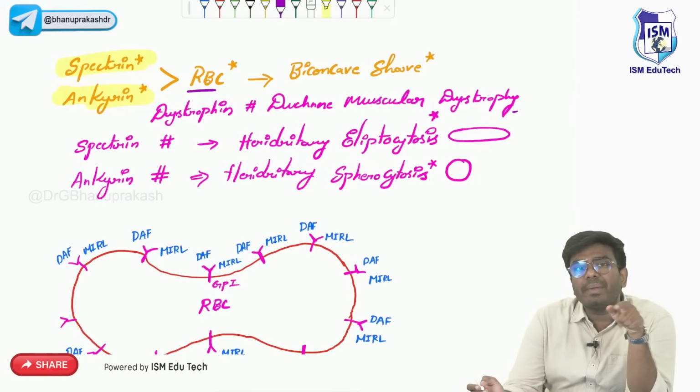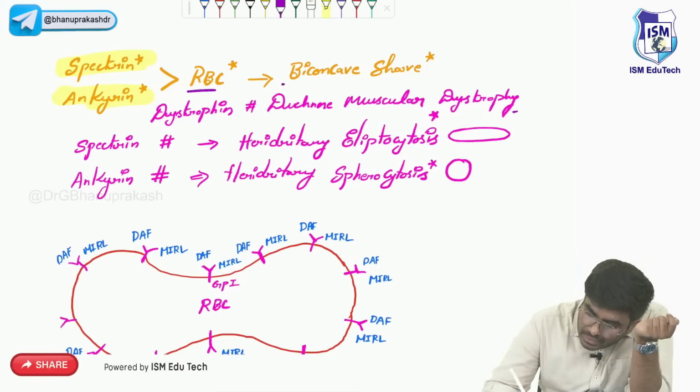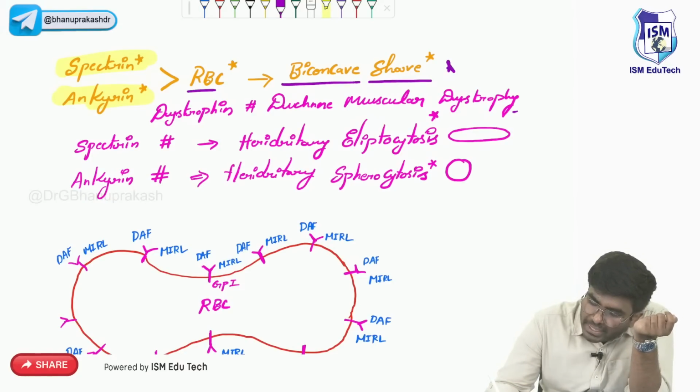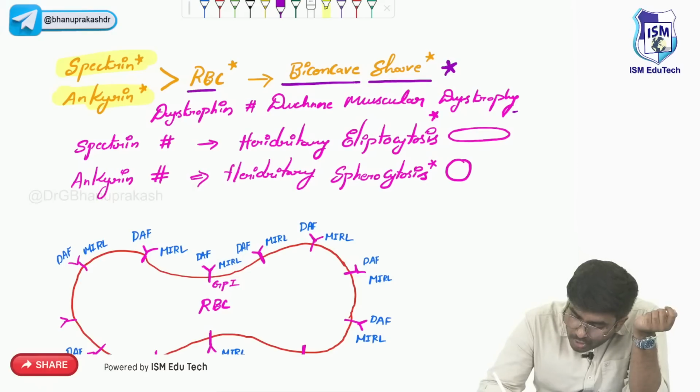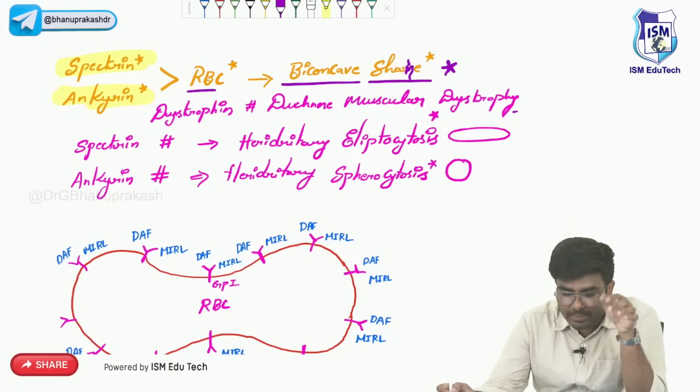And what is the importance of the spectrin and ankyrin? They are the ones responsible for biconcave shape. The biconcave shape of the RBCs is because of these two proteins, spectrin and ankyrin.